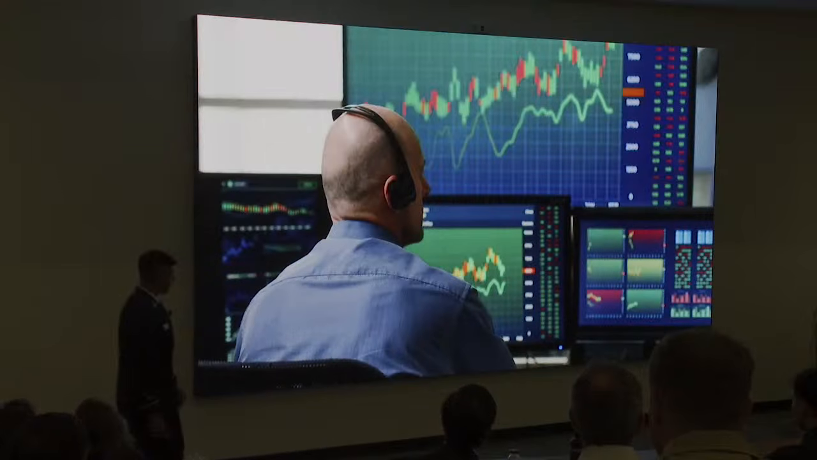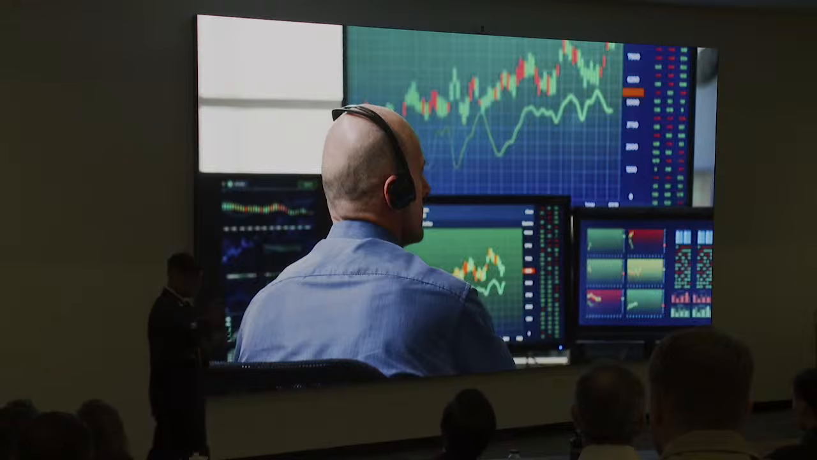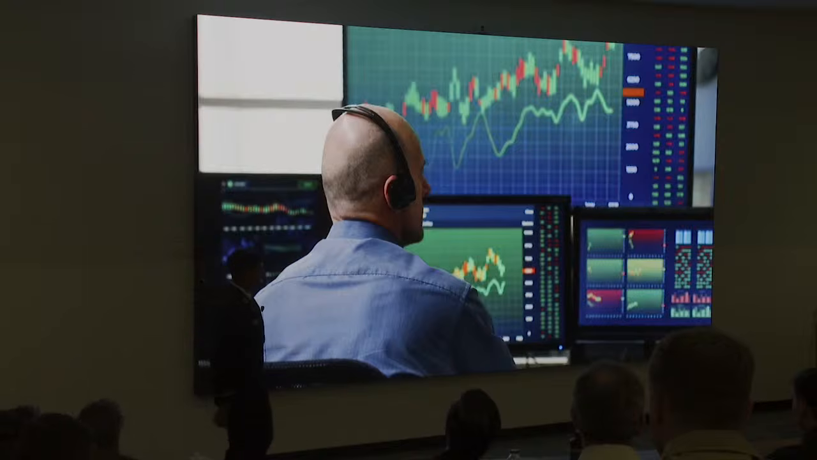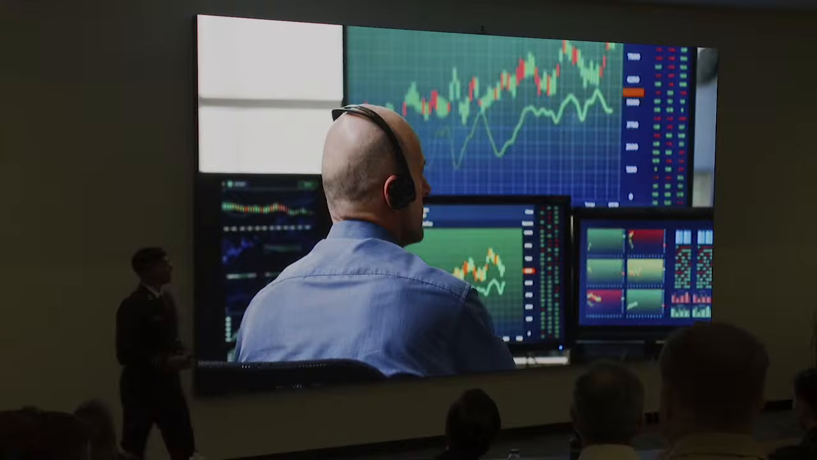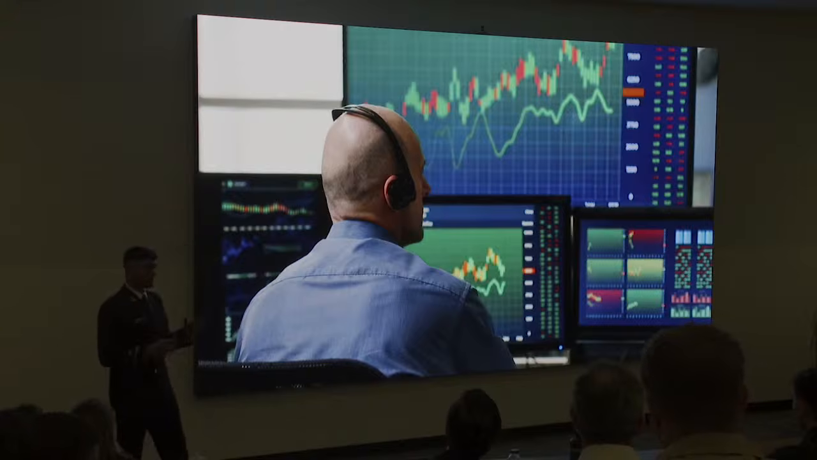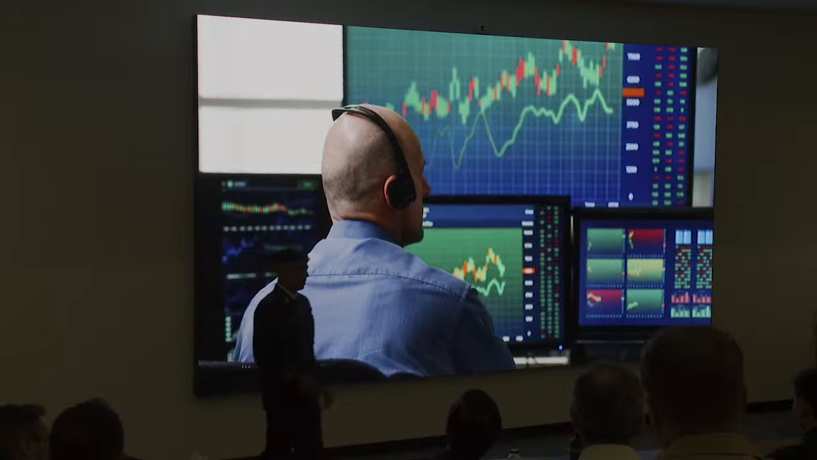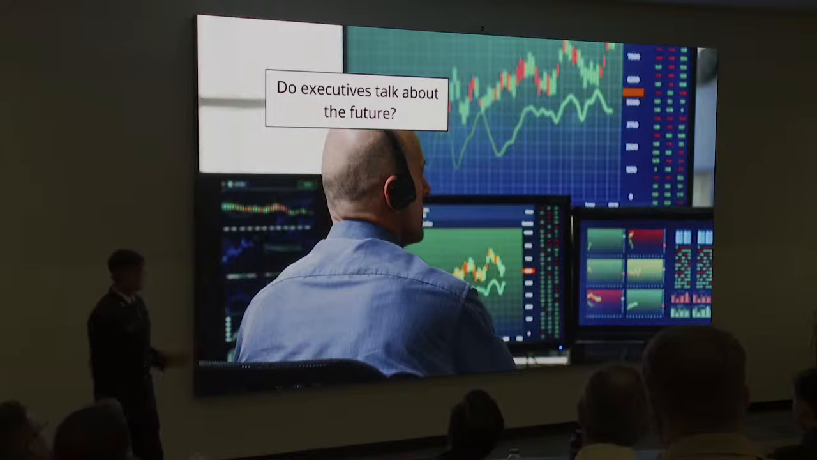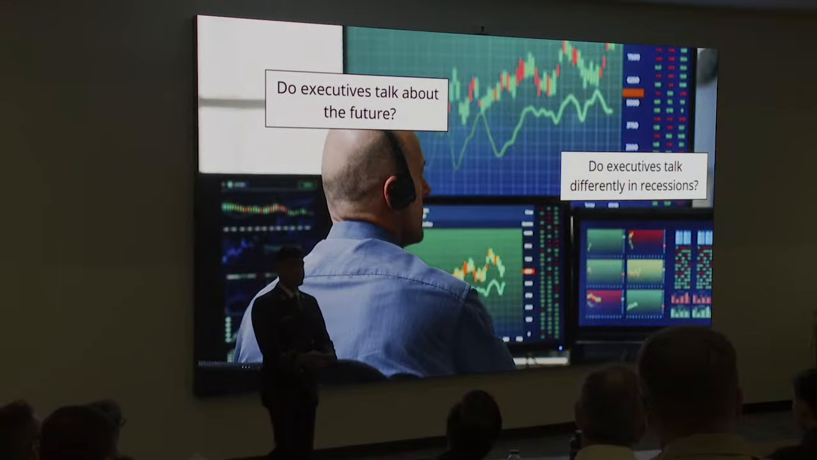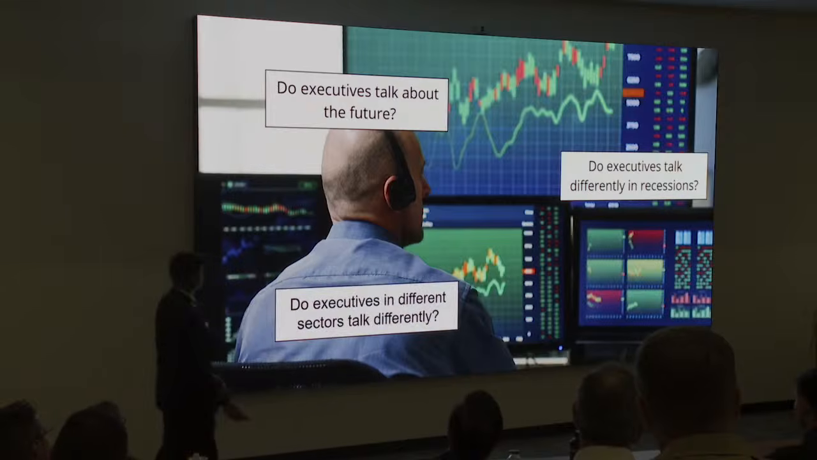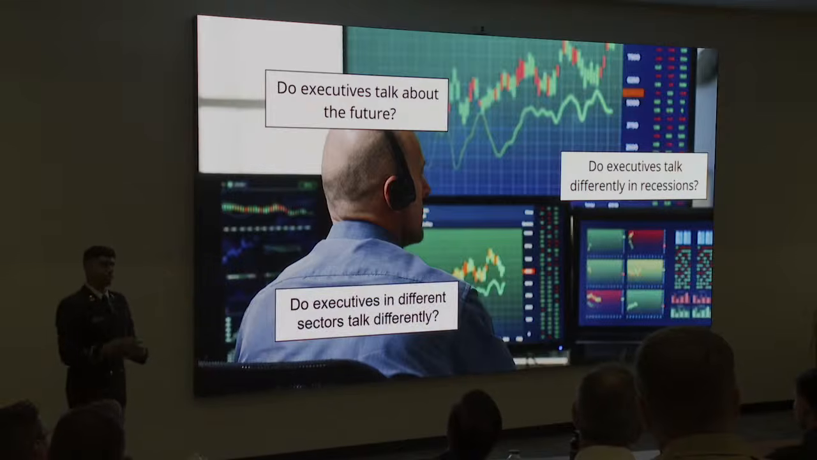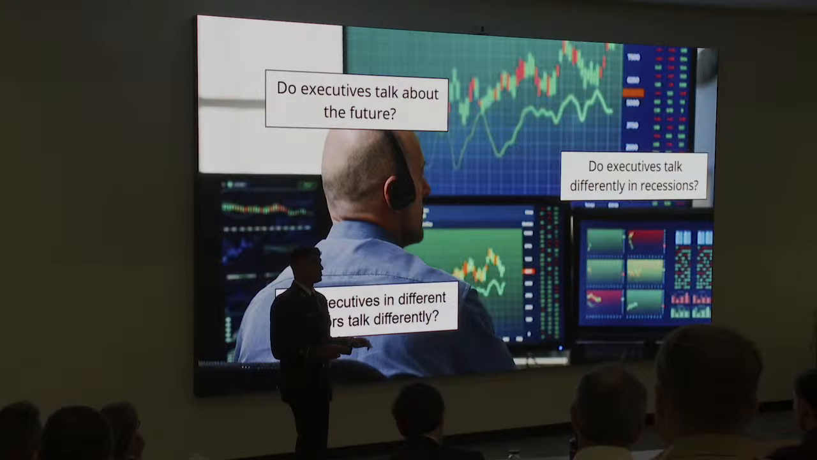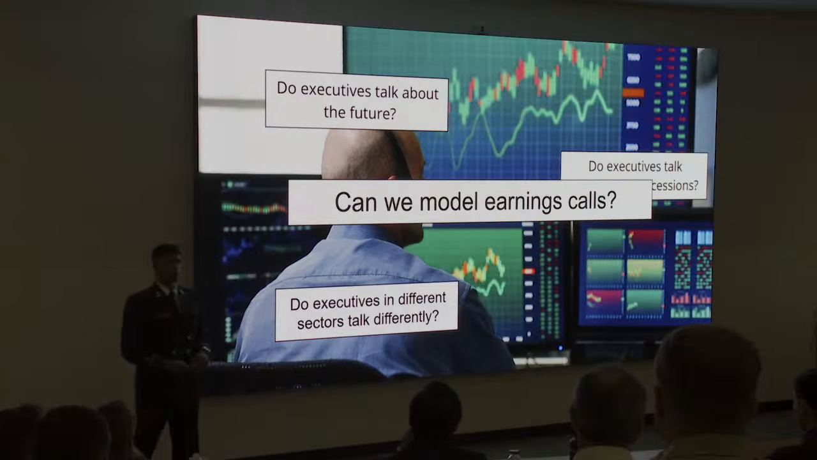And so, a lot of analysts analyze this thing called quarterly earnings calls, where companies talk about the state of their company in the quarter to the investors and analysts. And there are a lot of different questions that analysts have been toying with in research in this area. Do executives talk about the future? Do they talk differently when we're in recessions or periods of GDP growth? And do different executives in different sectors talk differently? The question that Dr. Chambers and I try to answer, though, is, can we model earnings calls?